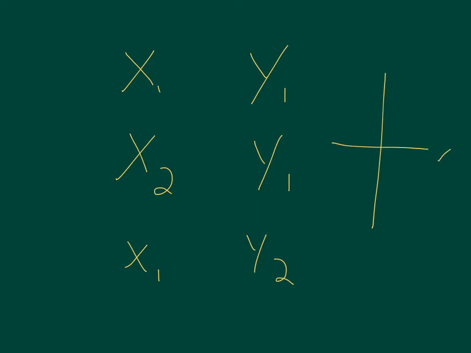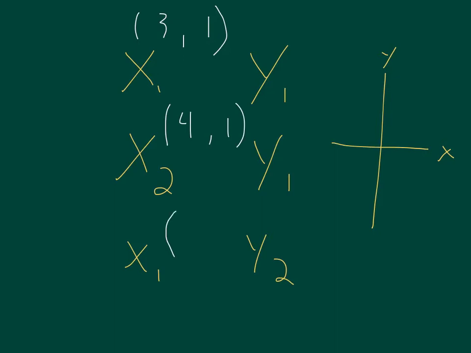So right here I have my x values and my y values. Let's say that this x1 was 3 and the y1 was 1. Let's call our x2 the point 4, and our y has to be the same number, which is 1.